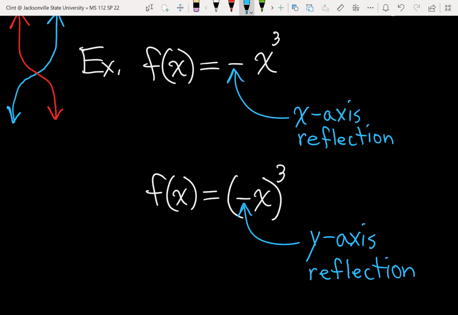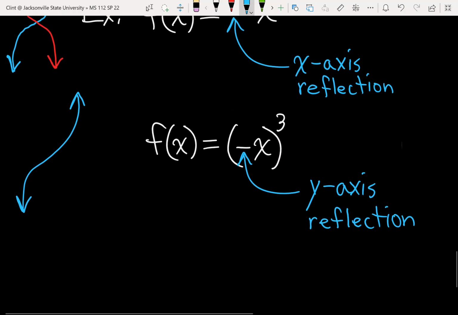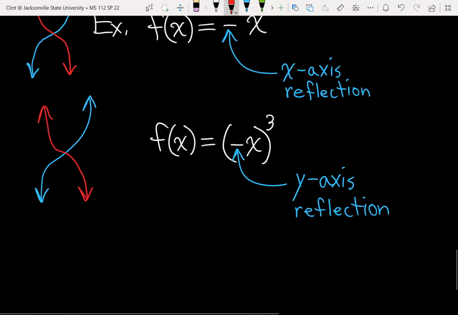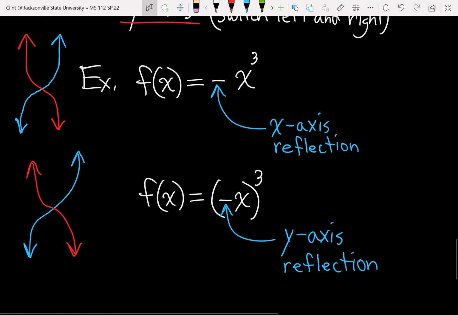Because we start with our basic function on this one and do a y-axis reflection, switch the left and the right, it still looks like that because the right side's gone to the left and the left side's gone to the right. So with x cubed, if you're just looking at the graph and you don't have the function, you can't tell which one's been done. Because if you flip the top and the bottom, or if you flip the left and the right, they look the same. Because that one has some symmetry.